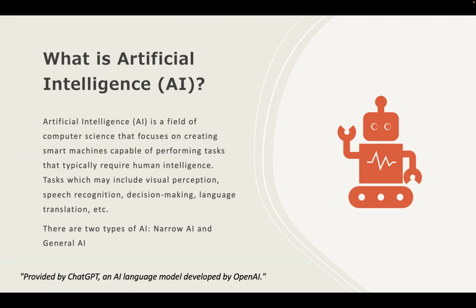And the ultimate goal of AI is to create machines that can think, learn, and solve problems in ways similar to humans. And we can narrow down two types of AI, narrow AI and general AI. The first type, narrow AI, operates within a limited context and cannot perform tasks outside of its programmed capabilities. But general AI refers to AI systems that possess the ability to understand, learn, and apply intelligence across a wide range of tasks, similar to that of human intelligence.